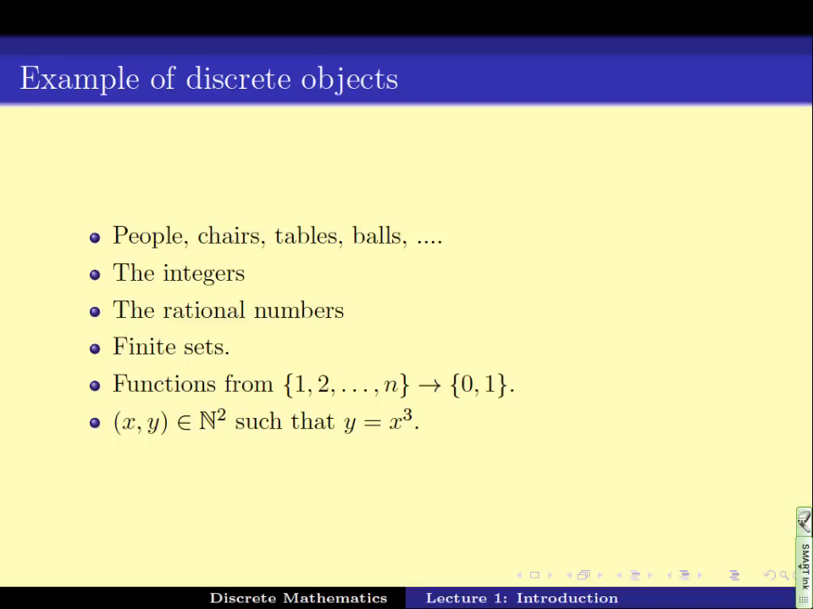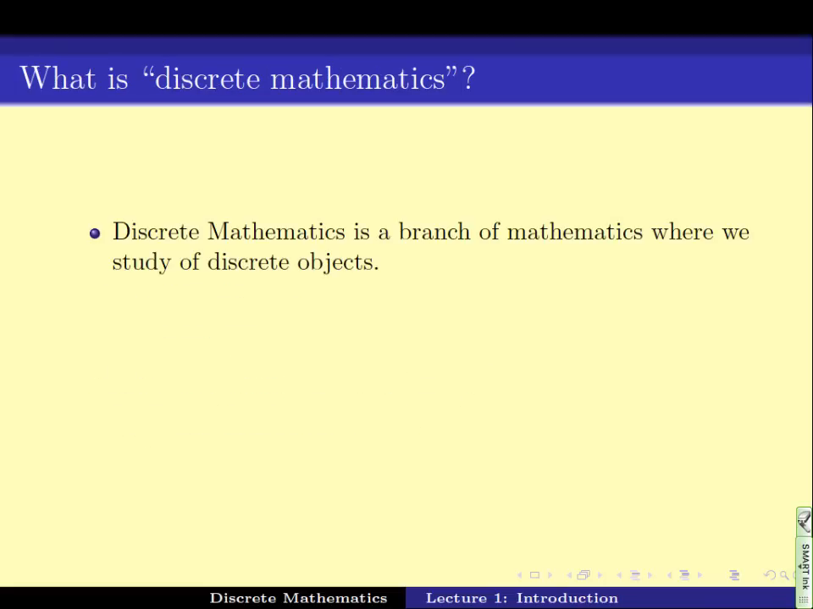Even the function of the form y equals x cubed, where both x and y are from the natural numbers, is a discrete object. So this gives us some understanding of what discrete objects are. And now to go back to the question of what is discrete mathematics: discrete mathematics is the branch of mathematics where we study discrete objects.